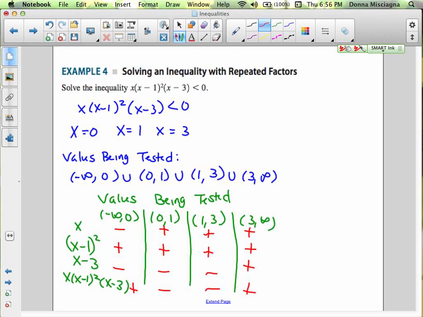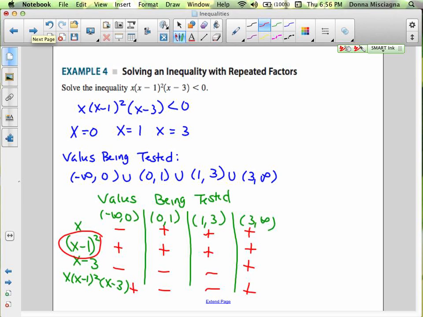And you might think, why can't we just call that 0 to 3? We can't include 1, because if I plug 1 in, this one right here would be 0. And we don't want equal to 0. We want less than 0. If one of them is 0, the whole product is 0. So we can't include 1.